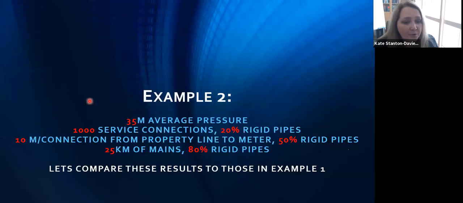So our second example is, as I mentioned before, an exact fifth of the first example. We're taking exactly the same average pressure, exactly the same percentage of rigid and flexible pipes, but we've only got 1,000 service connections and we've only got 25 kilometers of mains. So let's see how the calculation changes for this small system.